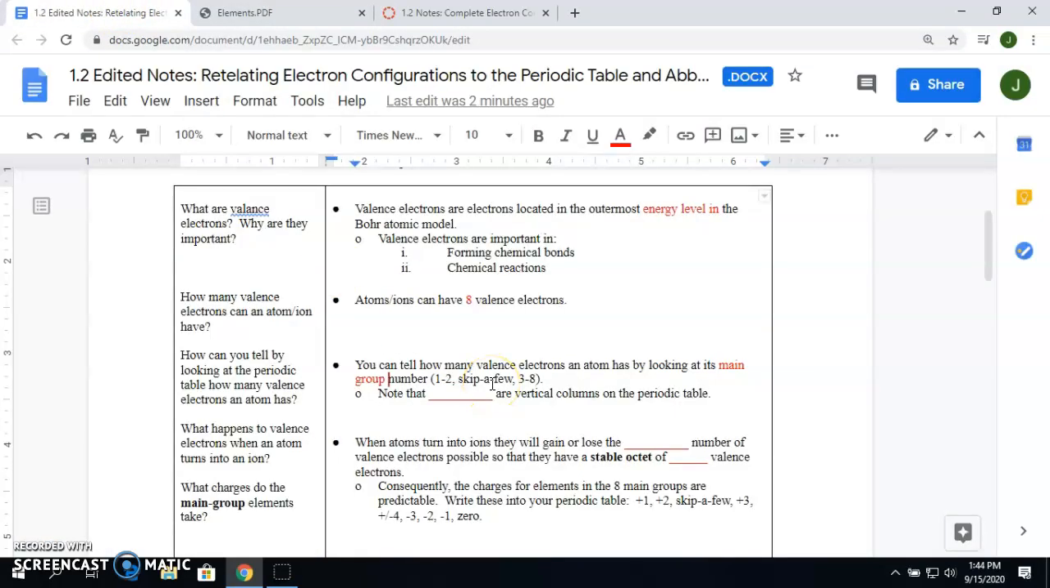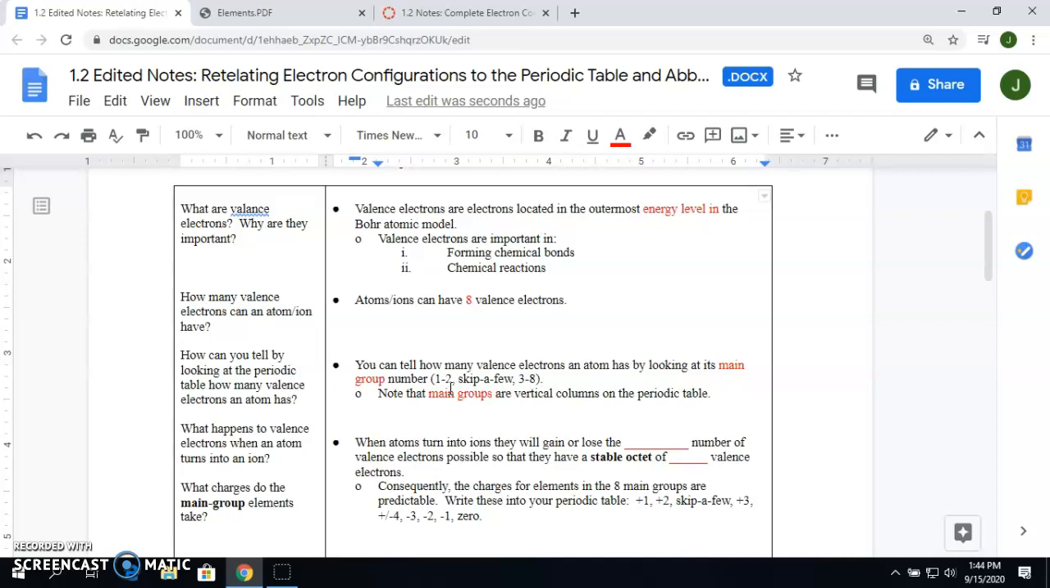Okay, if we go back over here, I want you to write the word columns in here. Note that columns are main groups. Main groups are vertical columns found on the periodic table.